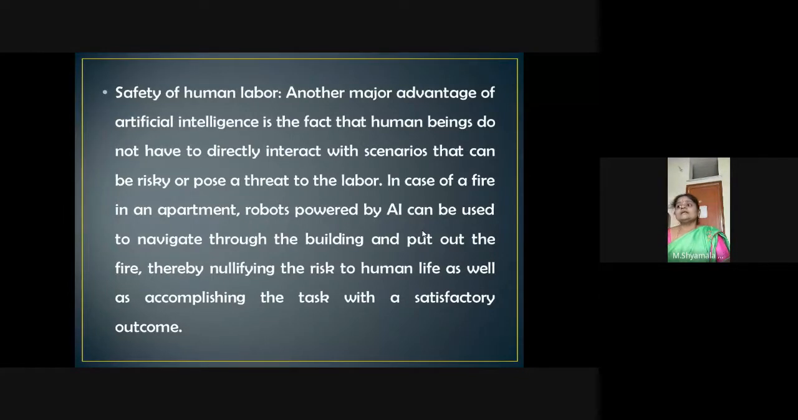Of course, a major advantage of artificial intelligence is the fact that human beings do not have to directly interact with scenarios that can be risky or pose a threat to laborers. In case of a fire in an apartment, a human being cannot go there and clear that problem. A robot powered by artificial intelligence can be used to navigate through the building and put out all the fires, thereby nullifying the risk to human life as well as accomplishing the task with a satisfactory outcome.